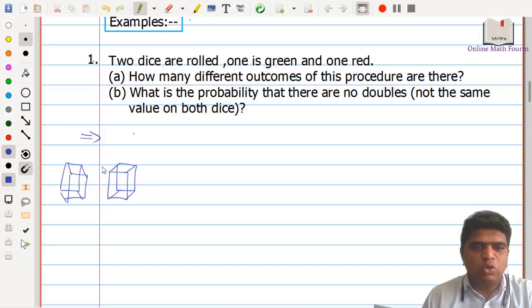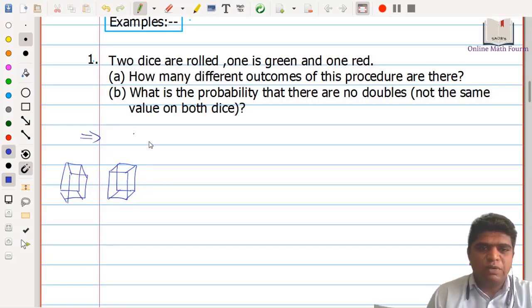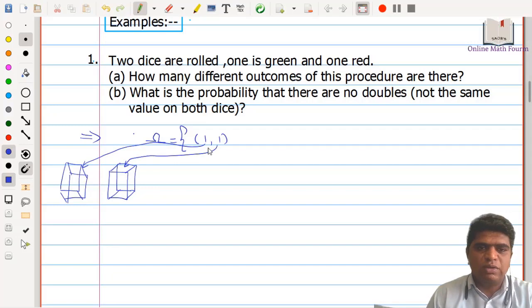These two dice we roll simultaneously. The outputs of these two dice are mentioned in the sample set. The sample set is 1,1, which means the first die shows 1 and the second die also shows 1. Next is 1,2, meaning the first die shows 1 and the second die shows 2. Next 1,3, and so on up to 1,6, meaning the first die shows 1 and the second die shows 6.